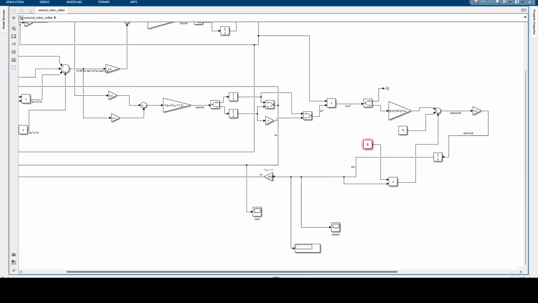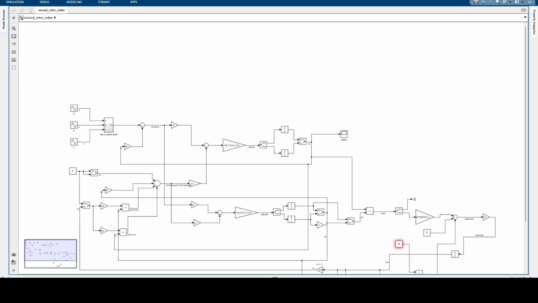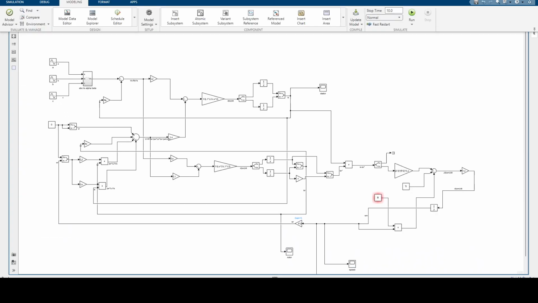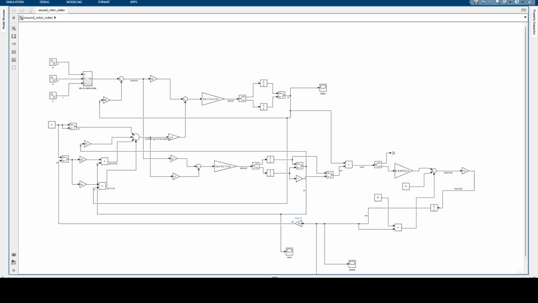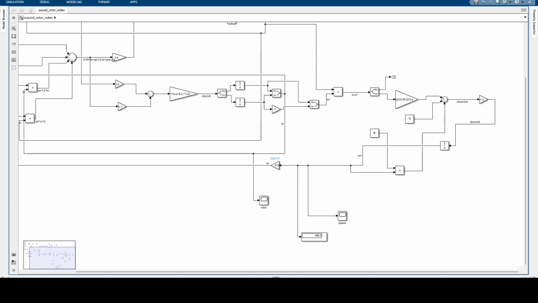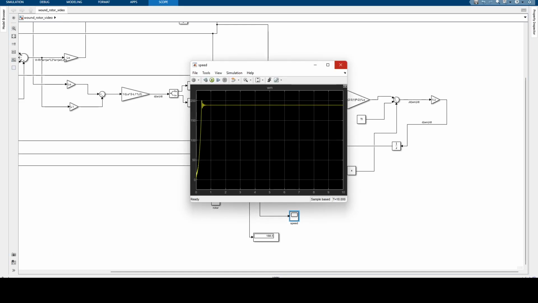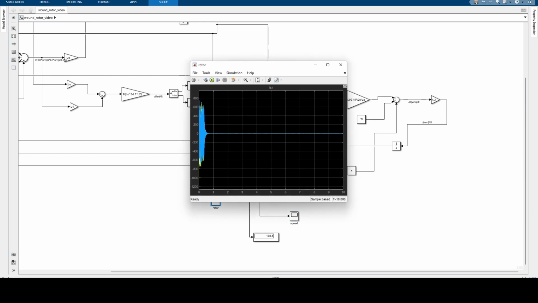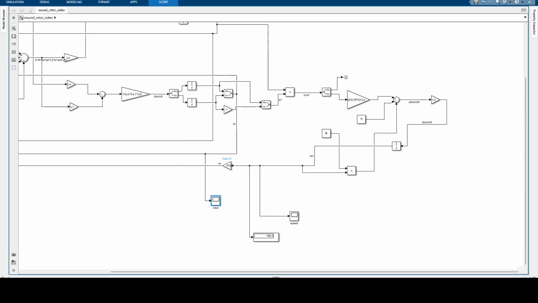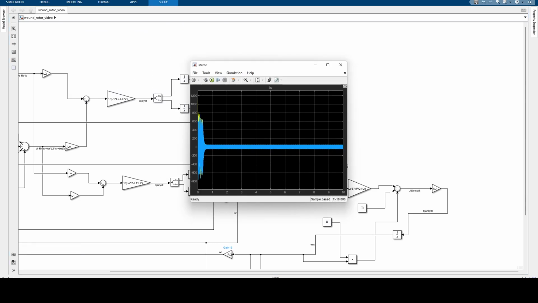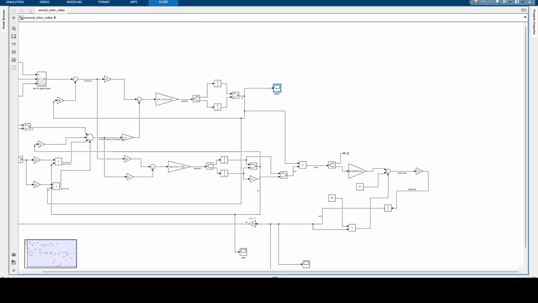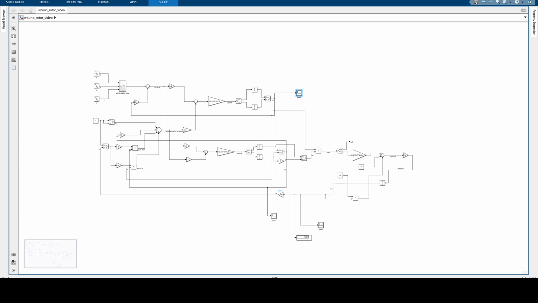Okay, so now is the moment of truth. Let's try to run the model. Okay, so we can see the speed here. We can also see our rotor current here, and we can see our stator current here. Okay, so this is how we can model our wound rotor induction machine in MATLAB. I hope this helps.